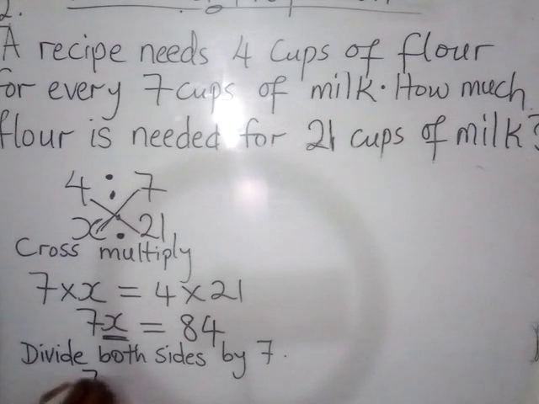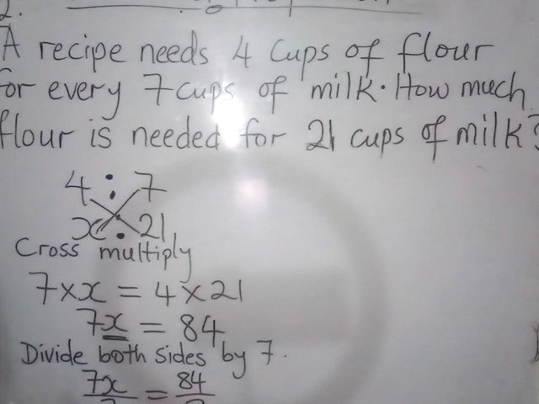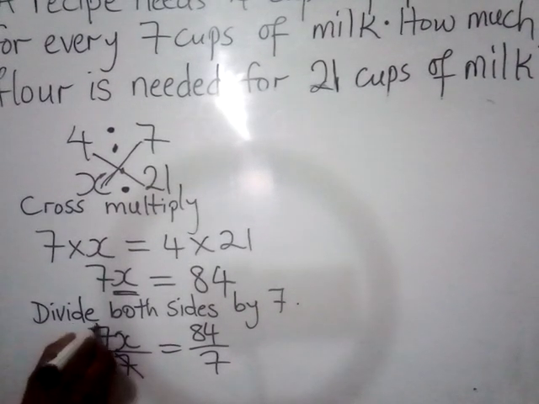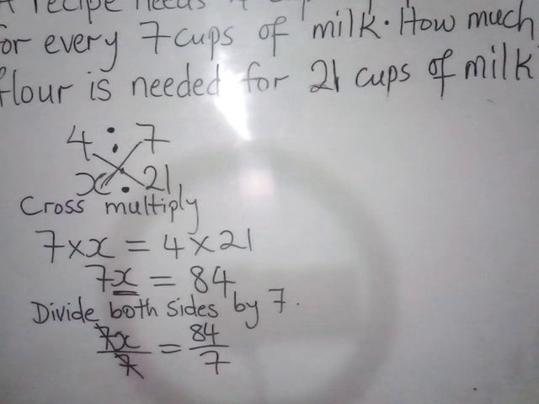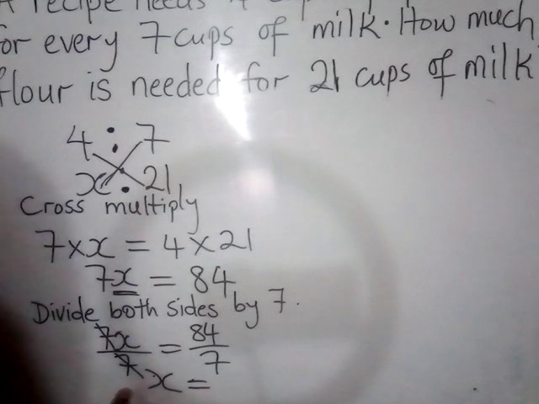Right? So you say 7x divided by 7 is equal to 84 divided by 7. Okay? 7x divided by 7 and 84 divided by 7. So 7 cancels 7. So 7 is gone. We are left with only x here, right? We are left with just x equal to, so we divide 84 by 7. Let's see what we got.